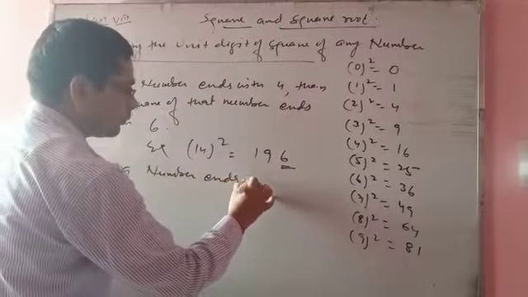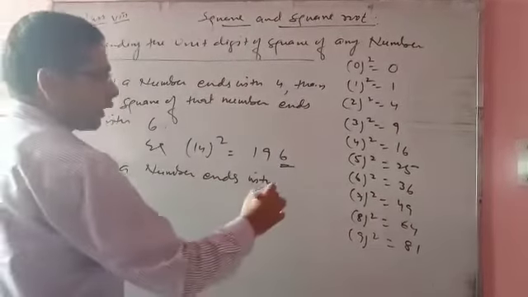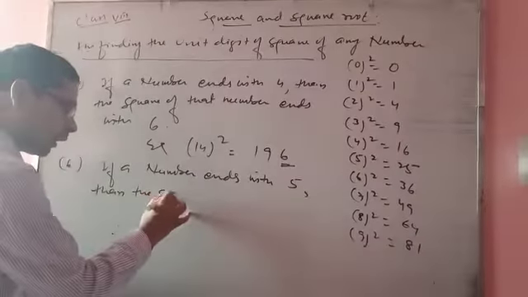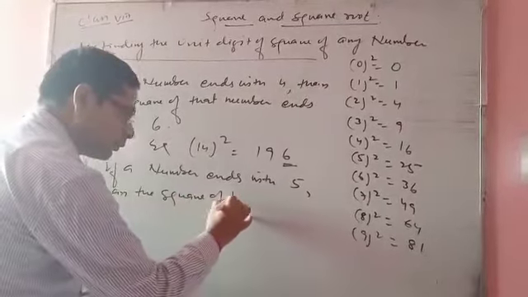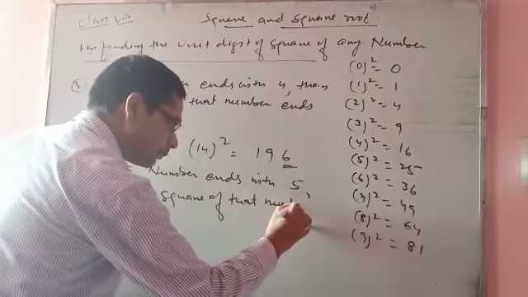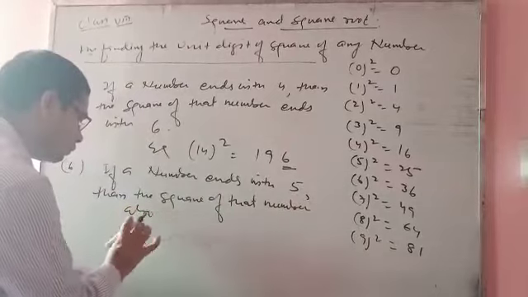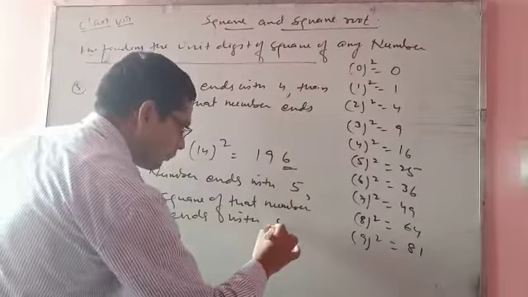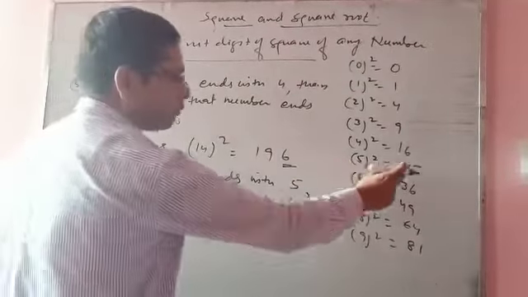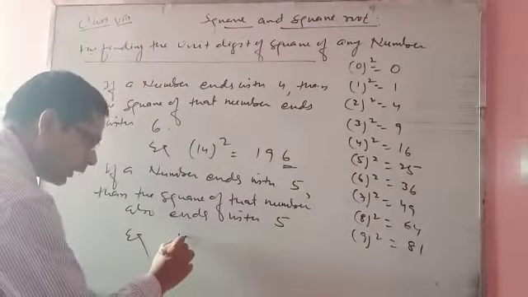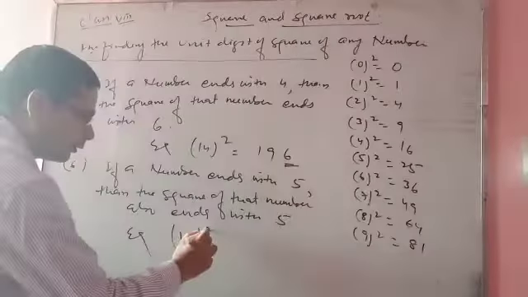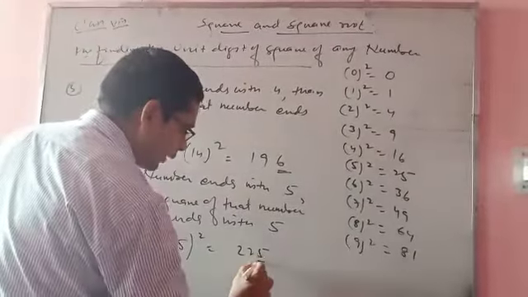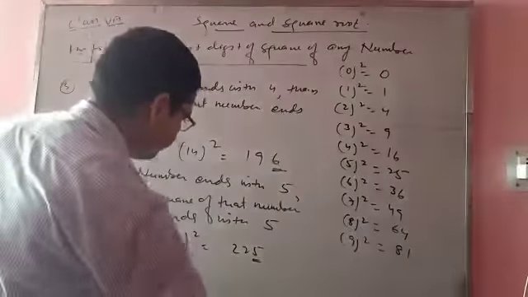Next property, if a number ends with 5, then the square of that number also ends with 5. यदि किसी नंबर के लास्ट में 5 है तो वो 5 से ही लास्ट करेगा. For example, you can take 15, last में 5. Its square is equal to what? 225. 5. Okay.